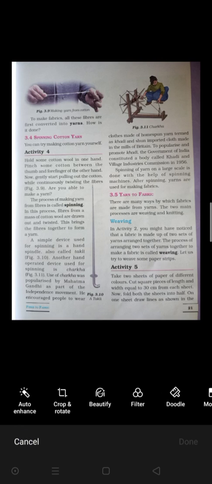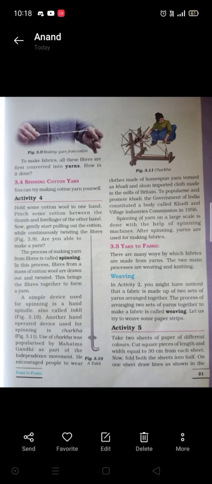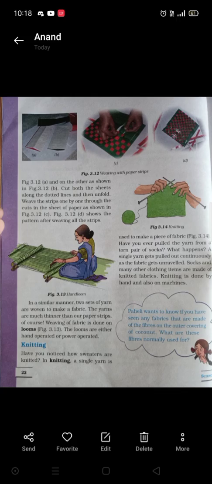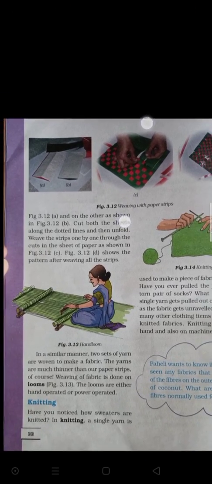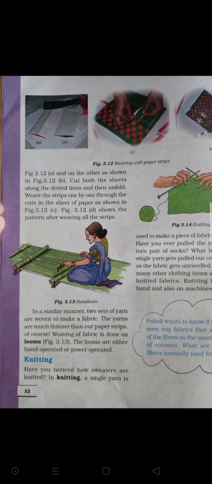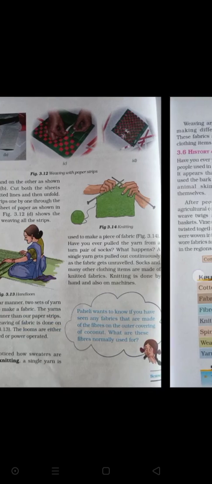Now let me show you the picture of weaving. Okay, here the weaving is there in figure 3.2. According to the activity, the person has taken two types of color strips. One is green and another one is red, and you can see the chess-like pattern he tried to make. Okay, so this is called weaving.